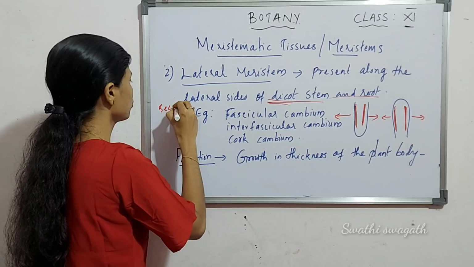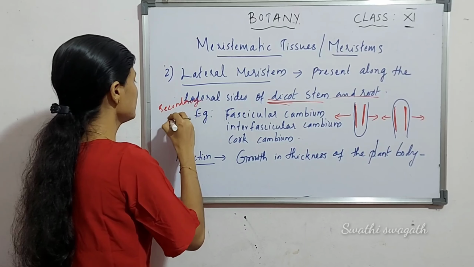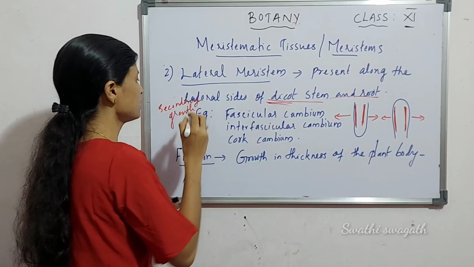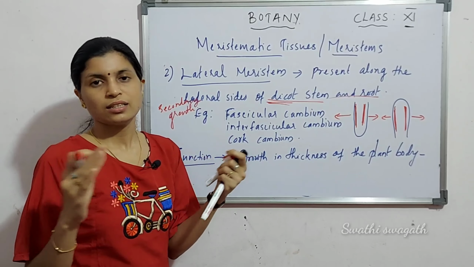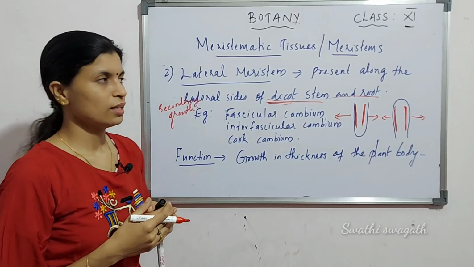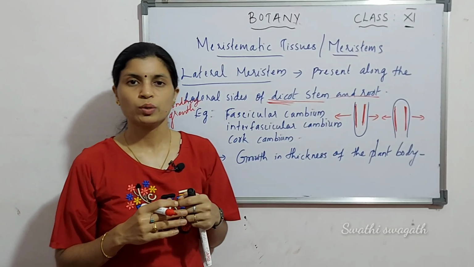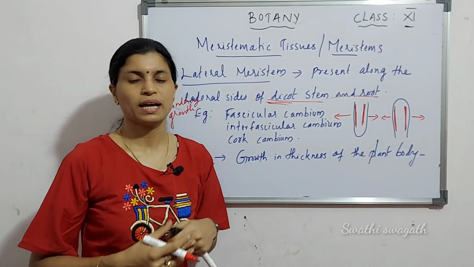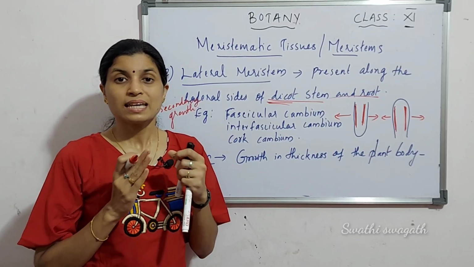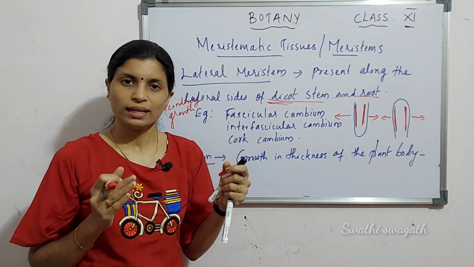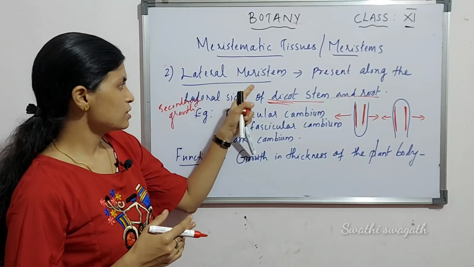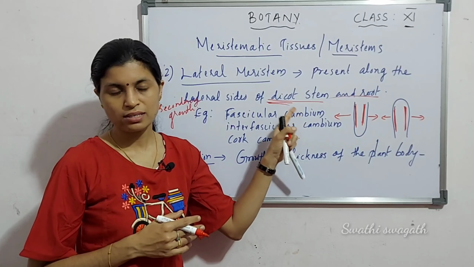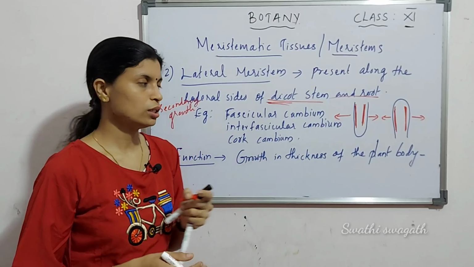This type of growth is called what? Secondary growth. Increase in thickness type of growth. Increase in length is called primary growth. Increase in thickness is called what? Secondary growth. Primary growth is present in all types, that is monocot plants and dicot plants. But secondary growth is present only where? In dicot plants. So this type of meristem is present where? In dicot plants, with a dicot stem and a dicot root.